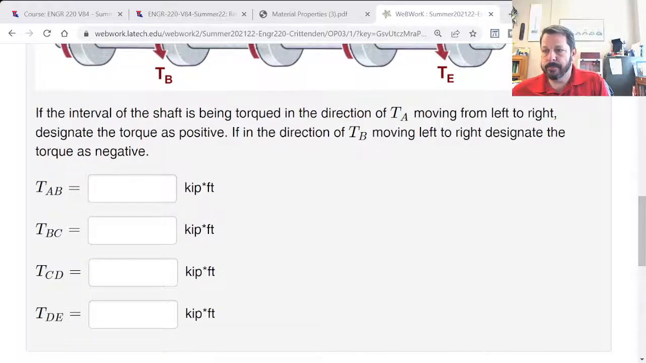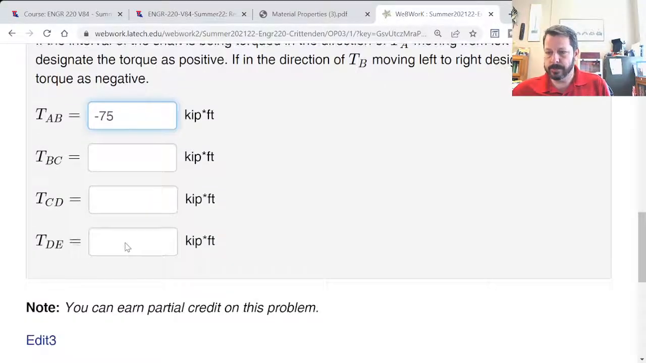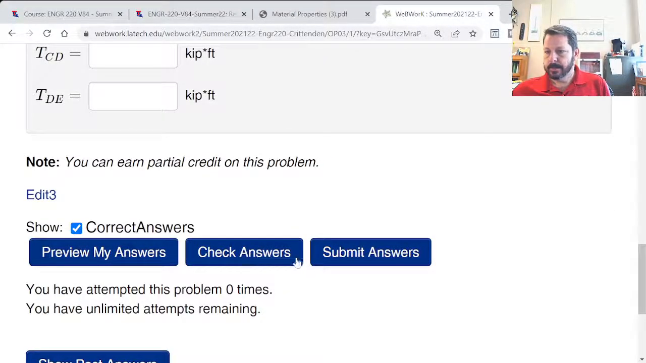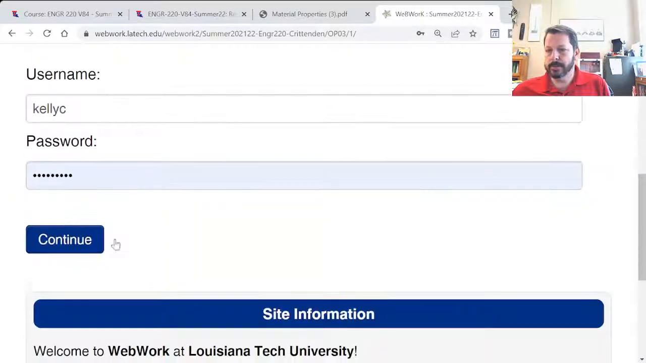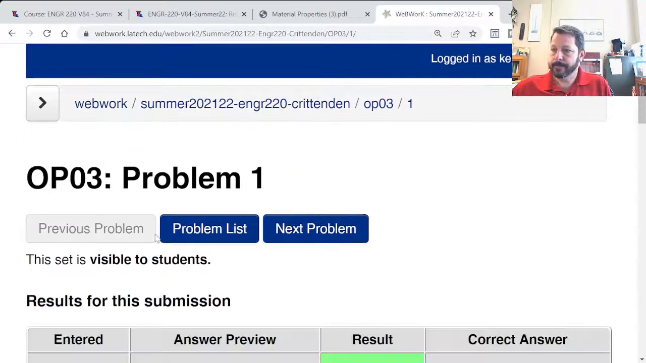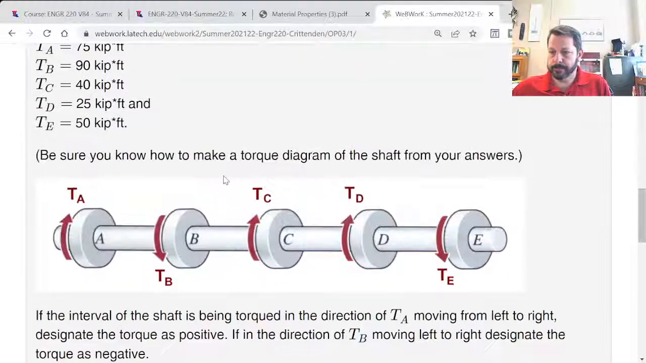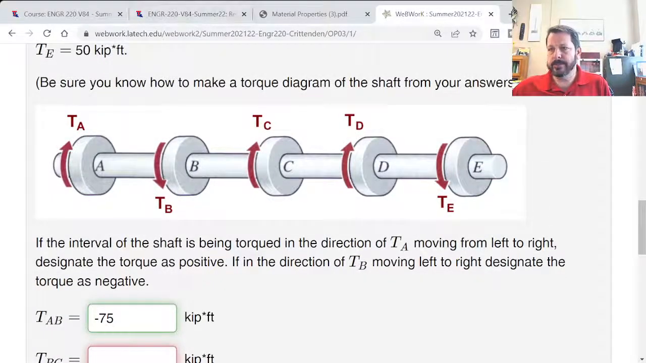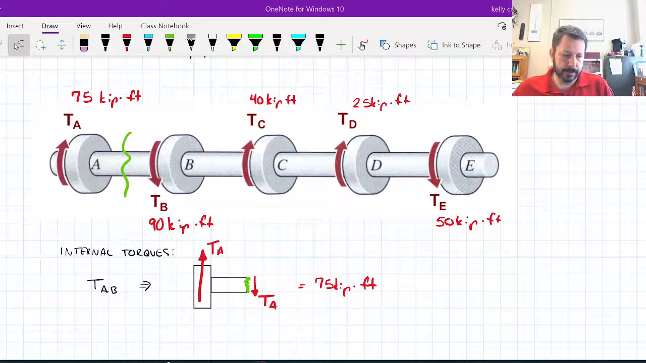So let's just go ahead and make sure that we've got that correct. So minus 75, and it already has the kip feet units out there, so I don't have to write that. And let's just make sure that that's what we logged out. Let's log back in. And we were right. All right. So let's do the next one. That one was a little bit trivial, but let's do the next one.